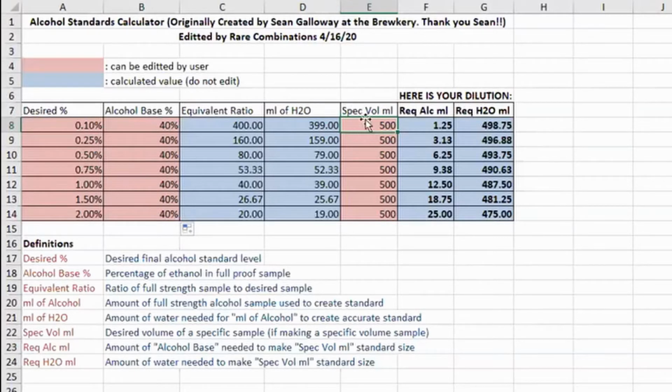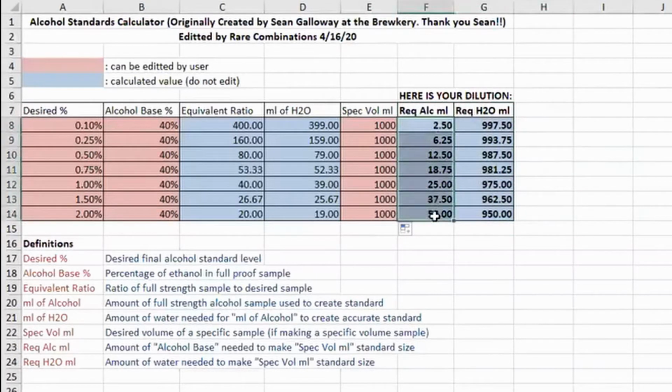So let's change this to 1 liter, which is 1,000 milliliters. You can type them all in, but a little Excel shortcut is if you click and drag this bottom right corner, you can just make all of these cells 1,000 milliliters. Then these final two columns are your answer, if you will. It tells you exactly how much water you need, and exactly how much alcohol you need.